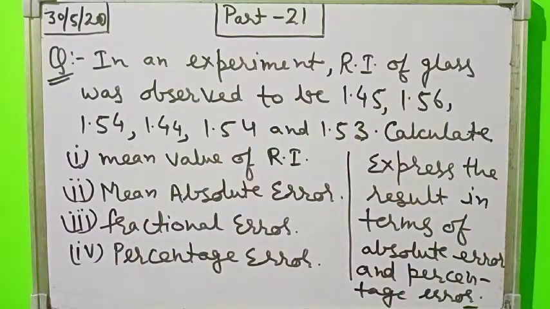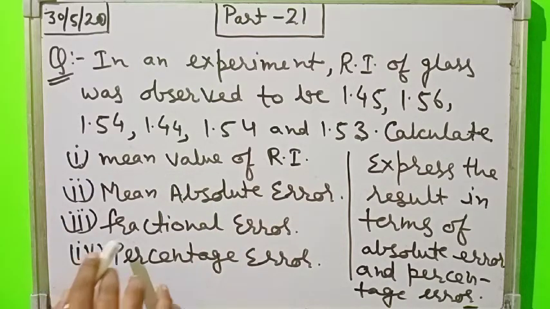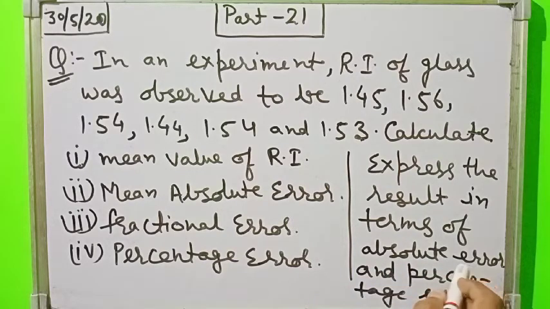Then we have to calculate the mean value of refractive index. As we had studied, after the mean value of refractive index, we have to find the mean absolute error, then the fractional error, and after that the percentage error. Apart from this, we have to express the result in terms of absolute error and percentage error.